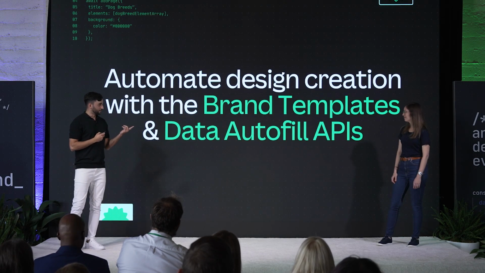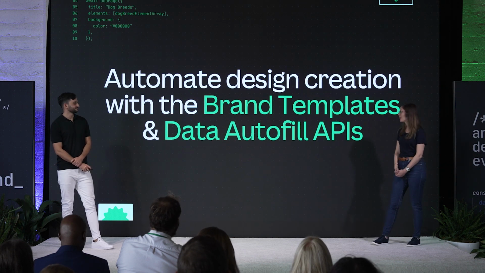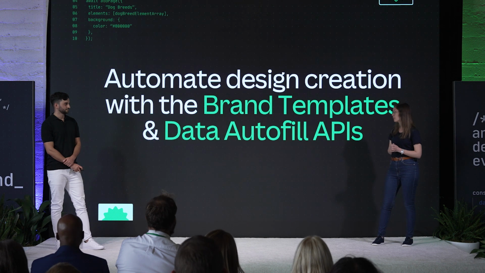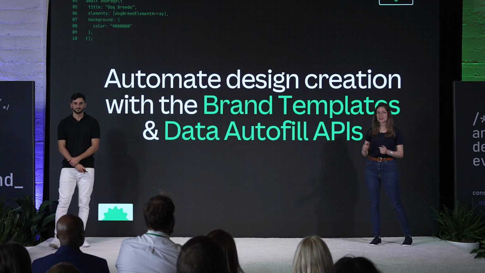But that's not all the APIs. Yeah, we haven't talked about everything yet. We also have the autofill and brand template API. With them, you can populate text, images, and even visual representations of your data set into Canva brand templates. It means that you can create entire designs in a single click.